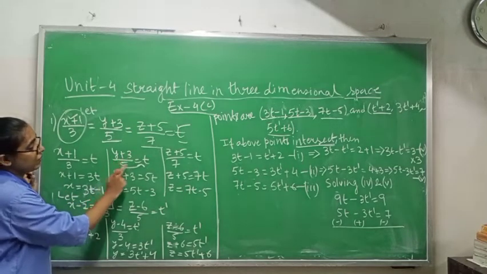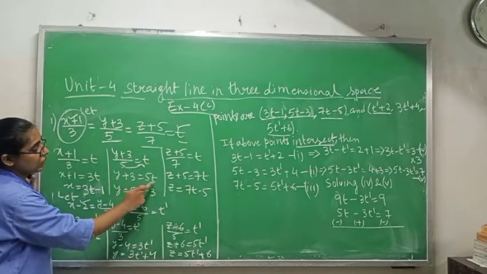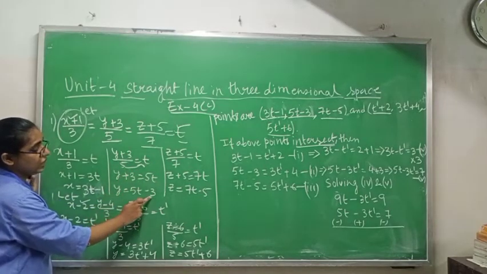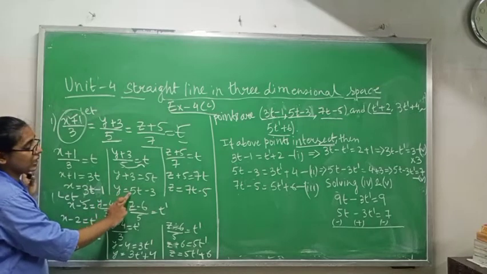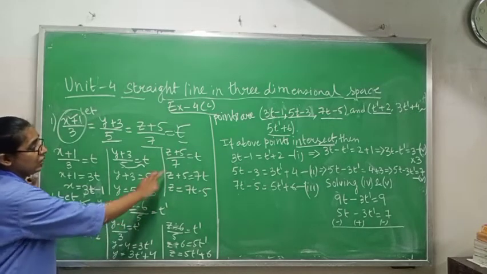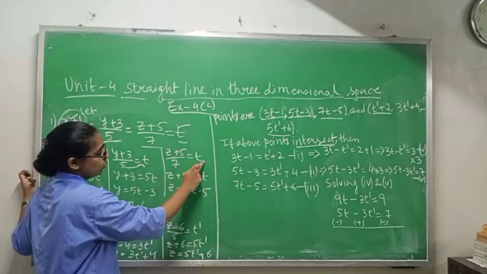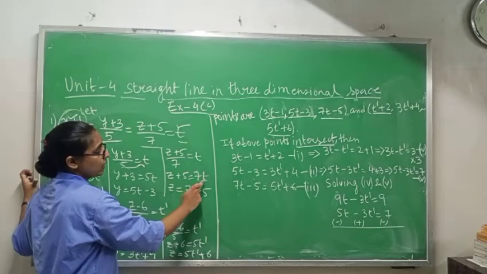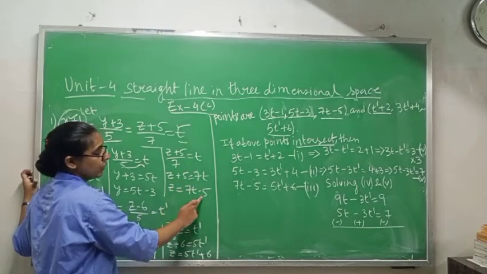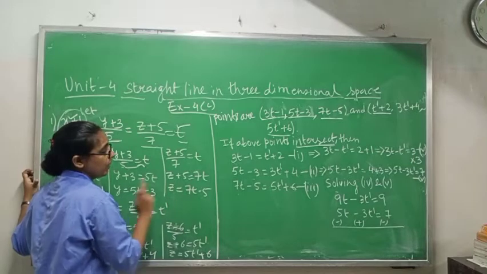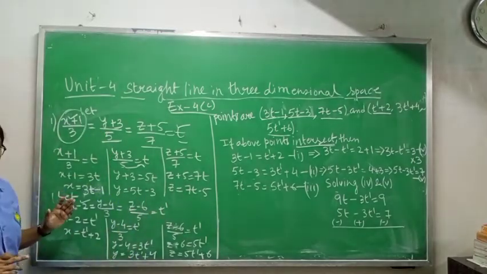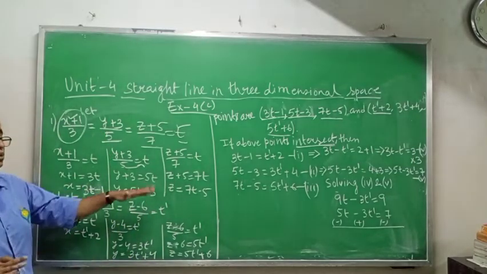Now (y+3)/5 equals t. So 5 will go to the other side, it will become 5t, and plus 3 will become minus 3. So the y value we are getting is 5t minus 3. Now (z+5)/7 equals t. 7 will go to the other side, it will become 7t, and plus 5 will become minus 5. So z equals 7t minus 5. So from the first line we are getting the x value, y value, z value.